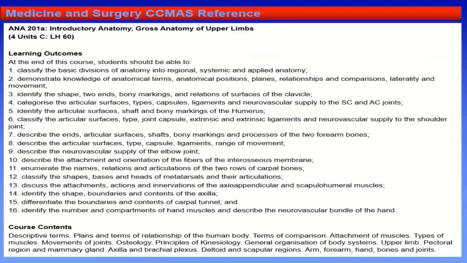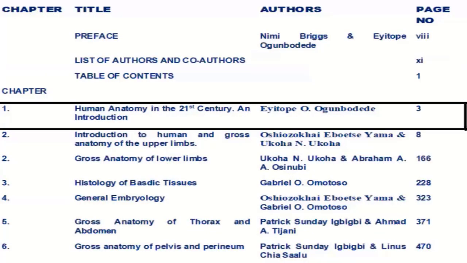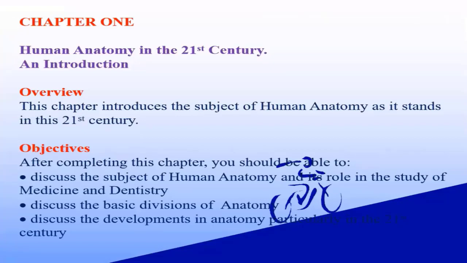It has the learning outcomes as indicated at the end of the course. You should be able to do the 16 items that have been listed here. And more importantly, you should be able to classify the basic divisions of anatomy into regional and systemic, and you also should be able to understand the meaning of human anatomy. And we are going to be discussing specifically human anatomy as it stands in this 21st century.